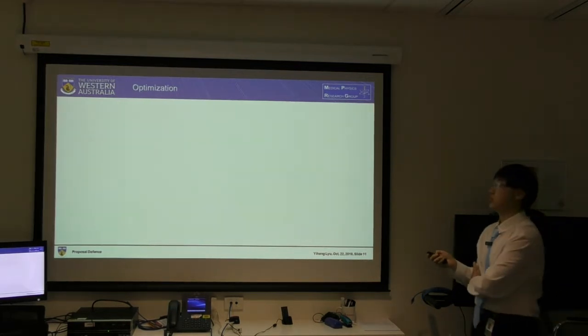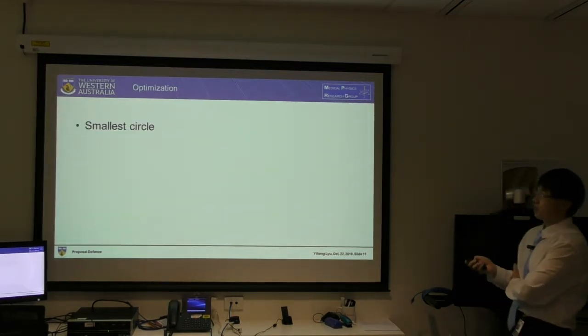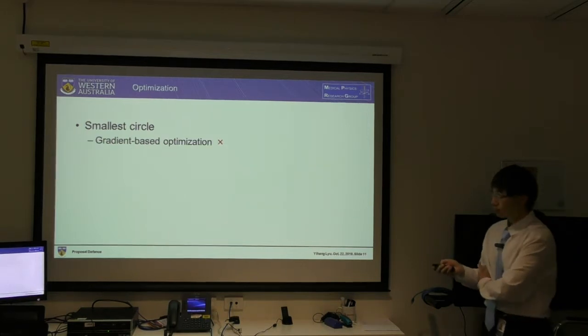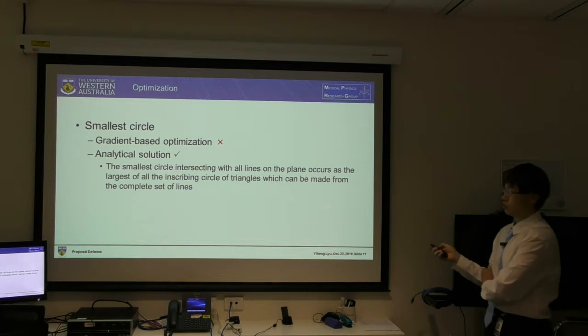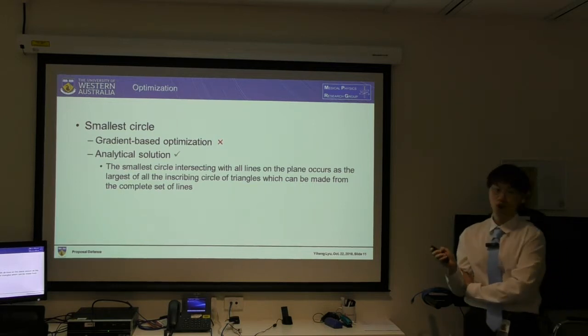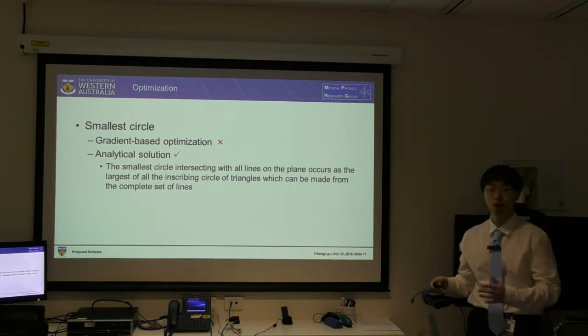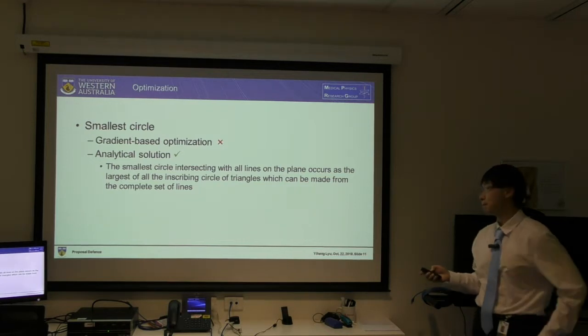After image processing, I'm going to do optimization. First, find the smallest circle. I'm not going to use gradient-based optimization. I'm going to use analytic solutions. Again, the smallest circle intersecting with all lines on the plane occurs as the largest of all the inscribing circles of the triangles which can be made from all the lines on that plane.